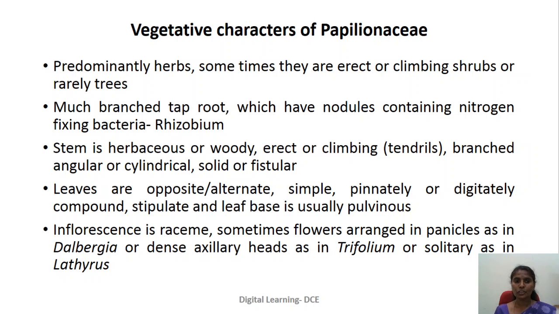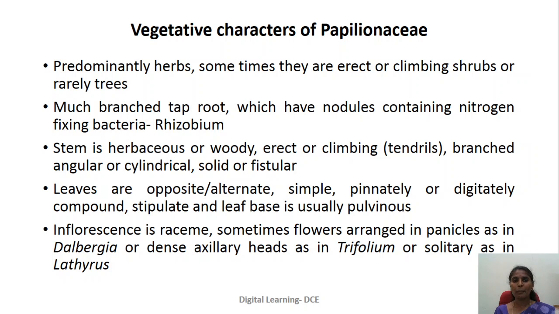Coming to the root system, in Papilionaceae it is a much branched taproot system, which is provided with special structures called root nodules containing a nitrogen fixing bacteria called Rhizobium, which helps in fixation of atmospheric nitrogen.